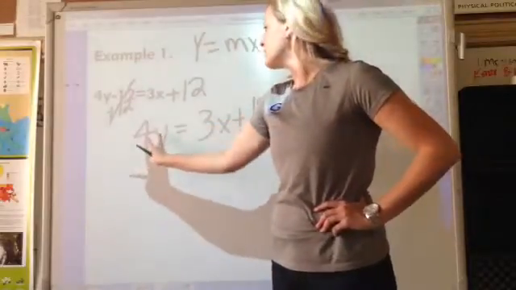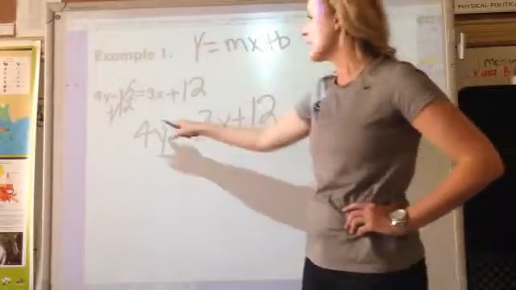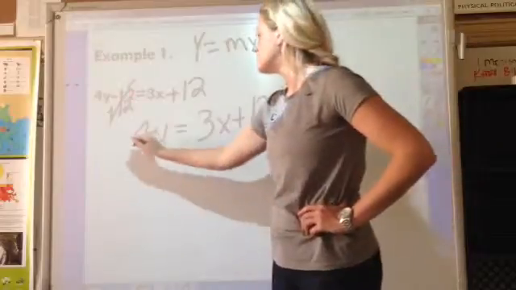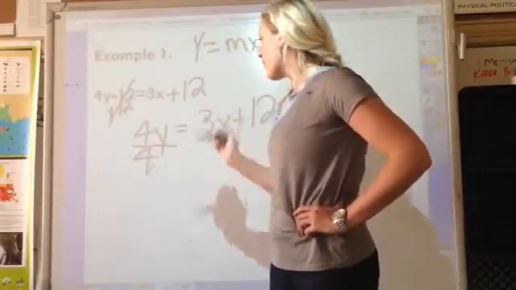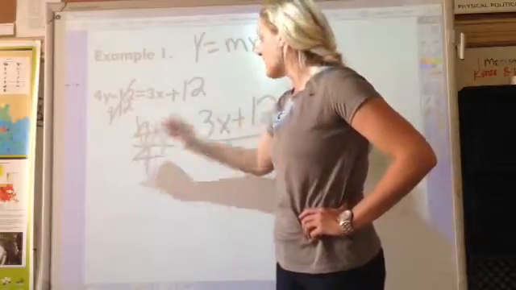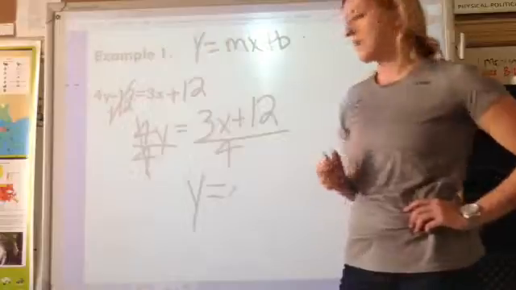So these two things, 4 and y, are squished together by multiplication. In order to get y by itself, I have to do the inverse of multiplication, which is division. So I'm going to divide by 4 on both sides. My 4s will cancel out. I'm left with y equals, and here's the part that a lot of us are missing.